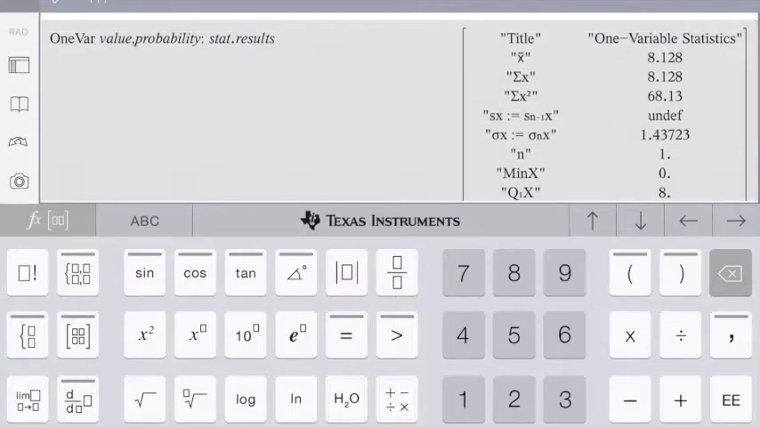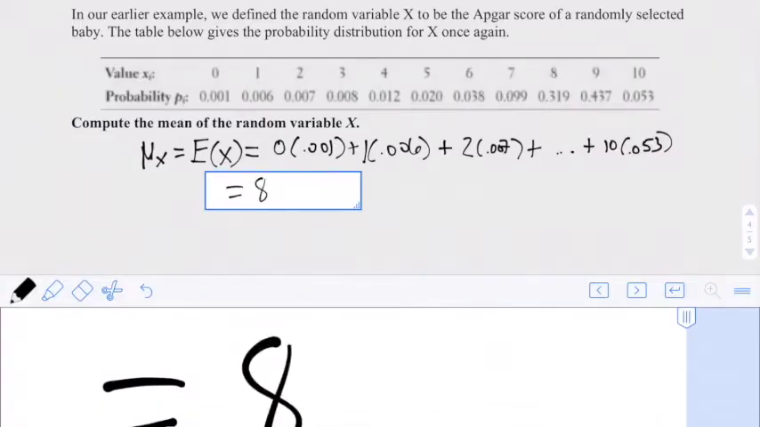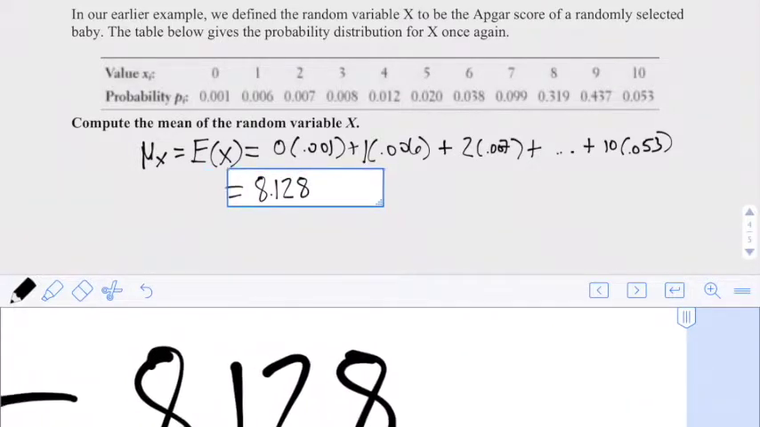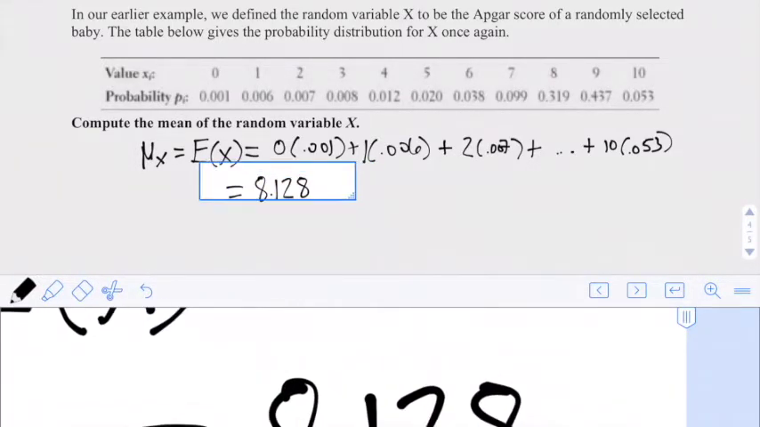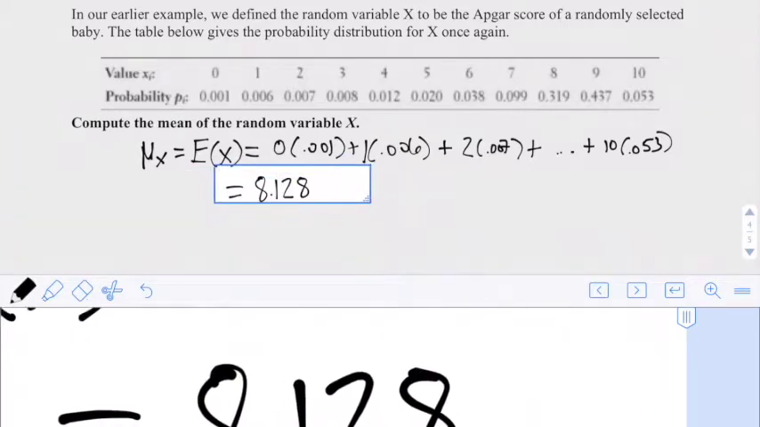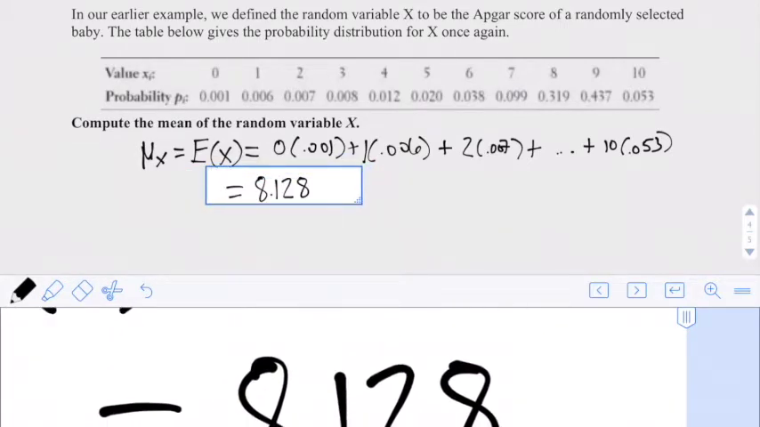So there, that mean x bar is what we're looking for, right? Because we're looking for the average. So 8.128. Now that makes sense because that's the center of our data. Remember how we said our center's in between 7 and 9? We said around 8. This is the exact center or balancing point of our distribution.